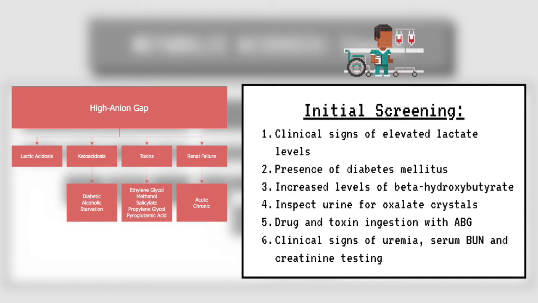Third is to assess for alcoholism or increased level of beta-hydroxybutyrate in alcoholic ketoacidosis. Also for urinalysis to inspect for oxalate crystals in ethylene glycol intoxication. For evidence of drug and toxin ingestion in the history, as well as measurement of ABG for coexistent respiratory alkalosis for salicylate intoxication. Lastly, for clinical signs of uremia to include BUN and creatinine testing for uremic acidosis.